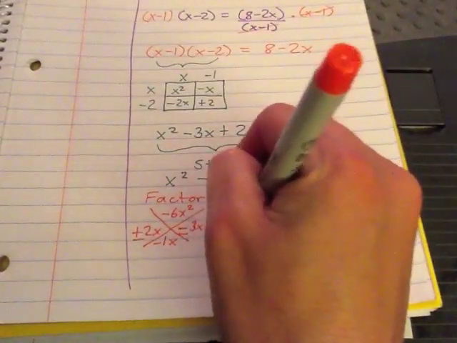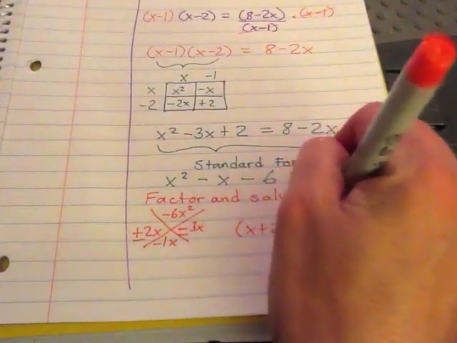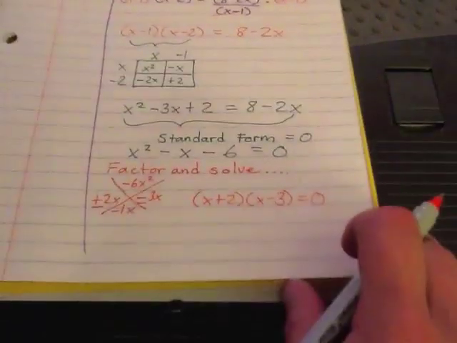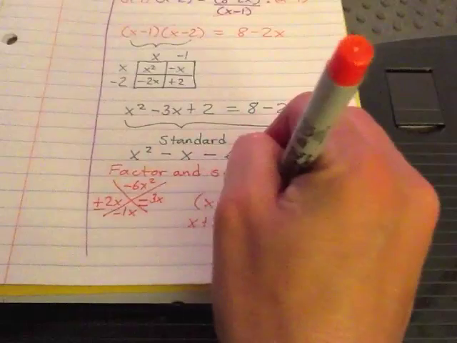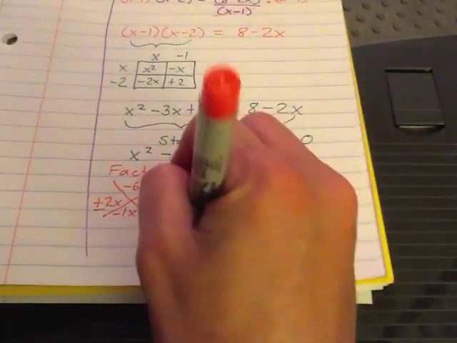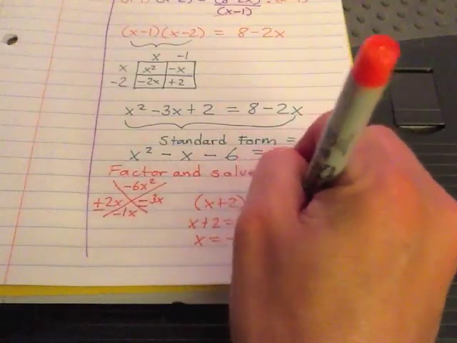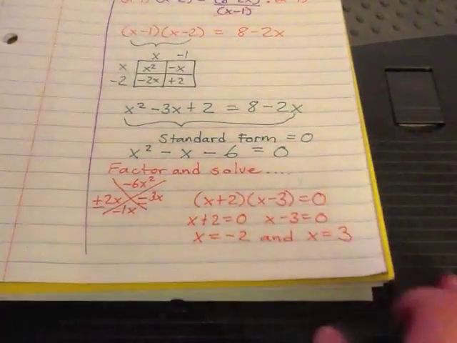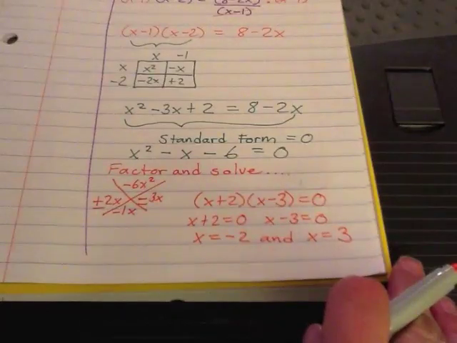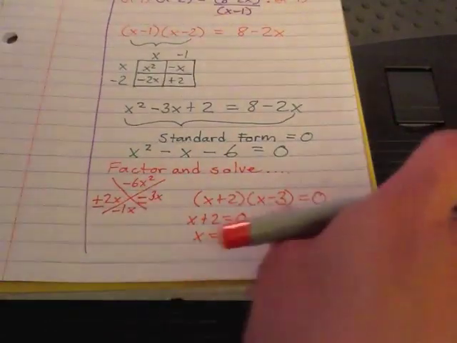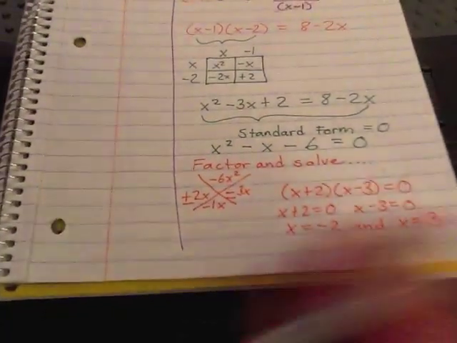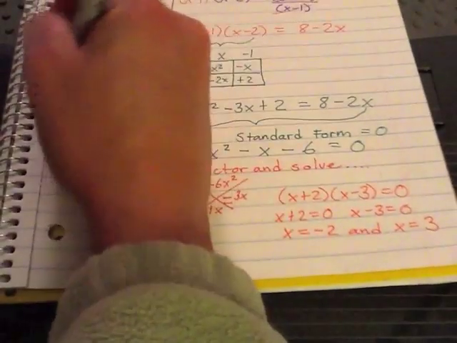So now we have x plus 2 times x minus 3 equals 0. Remember, you're setting each of them individually equal to 0. And you have x equals negative 2 and x equals a positive 3. I'm going to check these on the left side just because I'm out of room. Remember, always check.